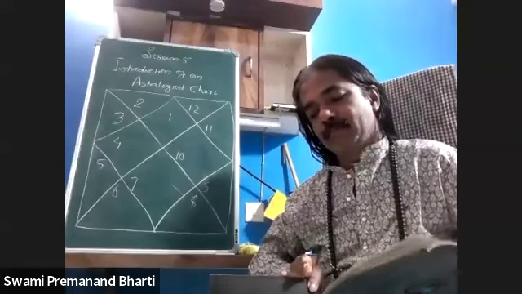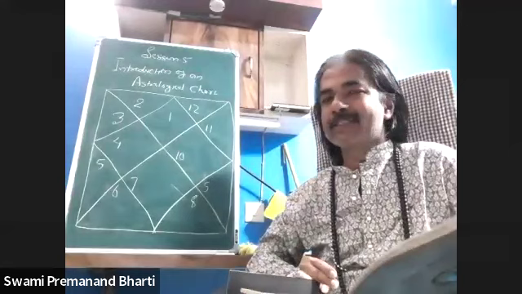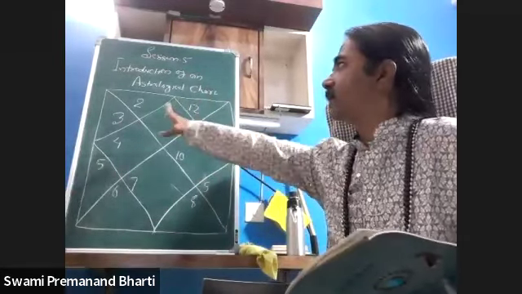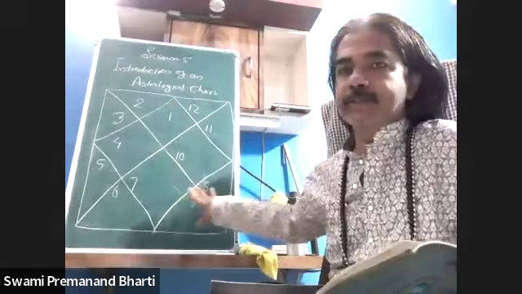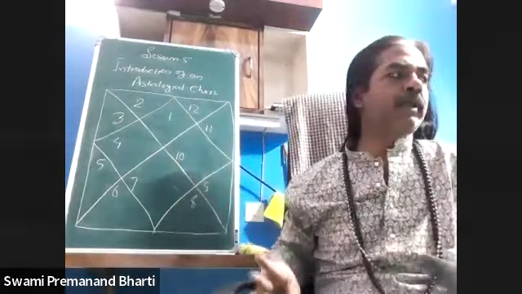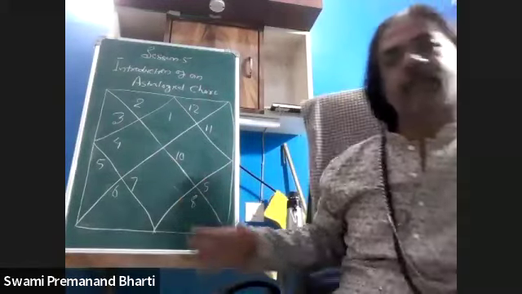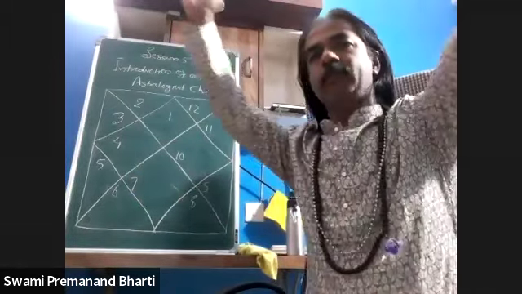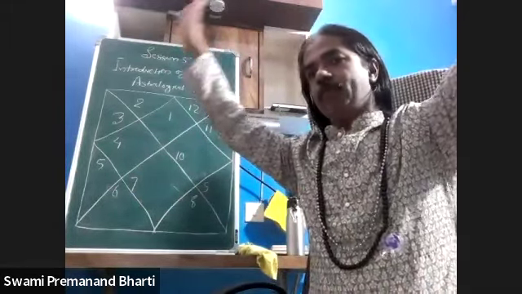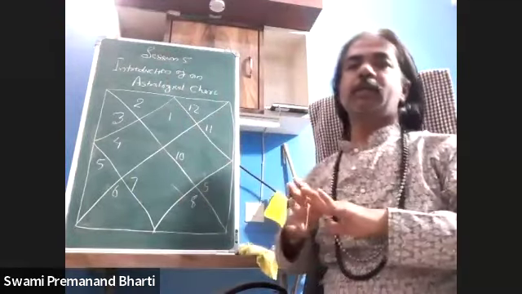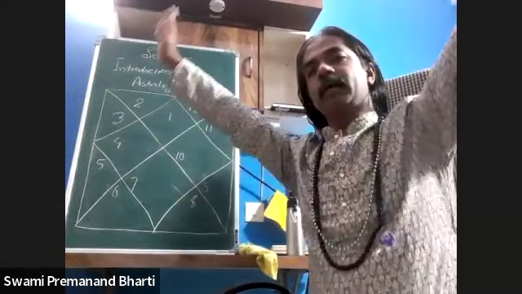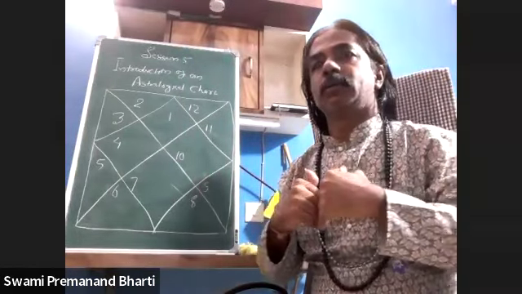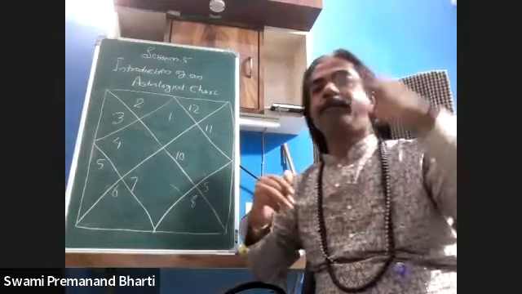So what are all these boxes and these numbers? Understand, it is nothing but the picture of the sky at the time of your birth. Your astrological chart is nothing but a picture of the sky at the time of your birth. So understand it like this.